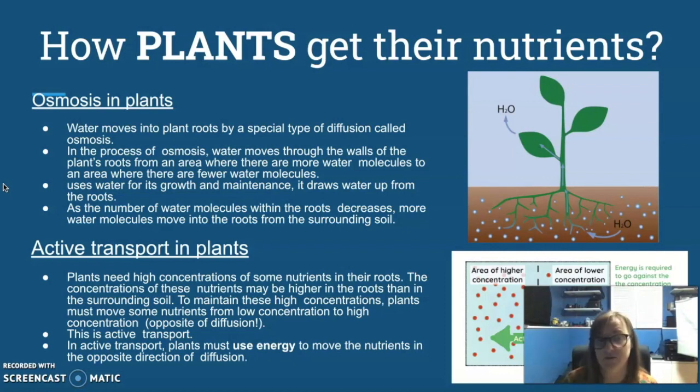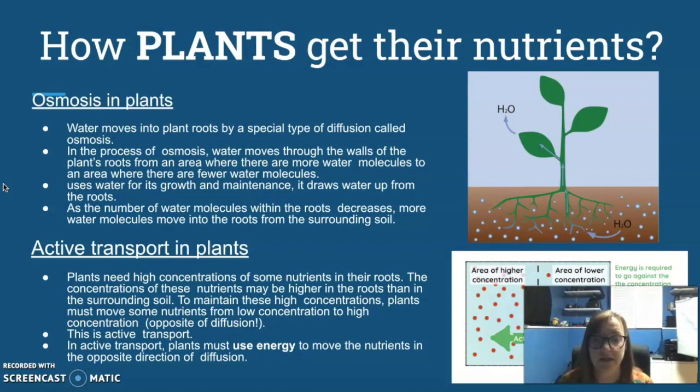And again, this happens when the soil has water in it, and it's being able to take it into the roots and spread it up to the rest of the plants. Now, active transport is a different one. Active transport is when you actually take some energy and you are going to actively move your chemical from an area of low concentration to an area of high concentration.